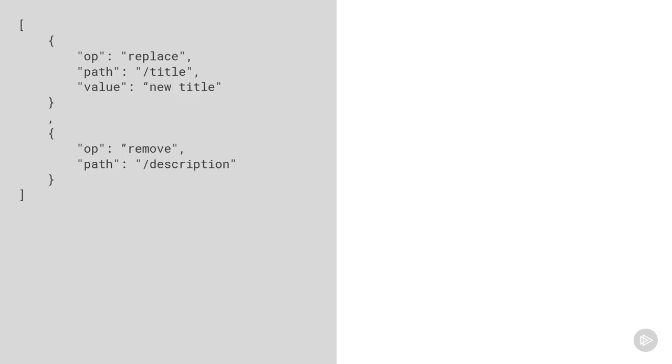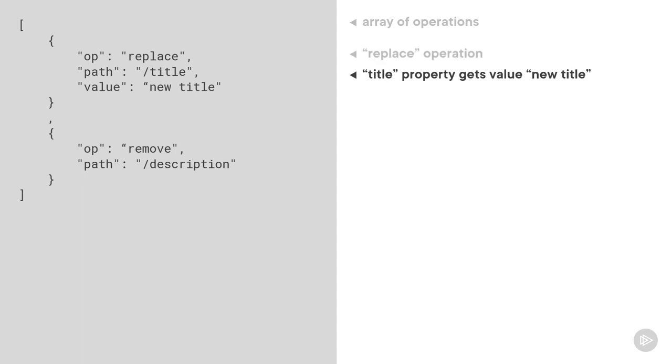Imagine that this is a patch request to a specific course for an author. It starts with square brackets, signifying an array. The array is a list of operations that has to be applied to the resource, which is our course. We see two operations in the example on screen. The first one is a replace operation, signified by op, and value replace. Path defines the path to the property, title in this case.